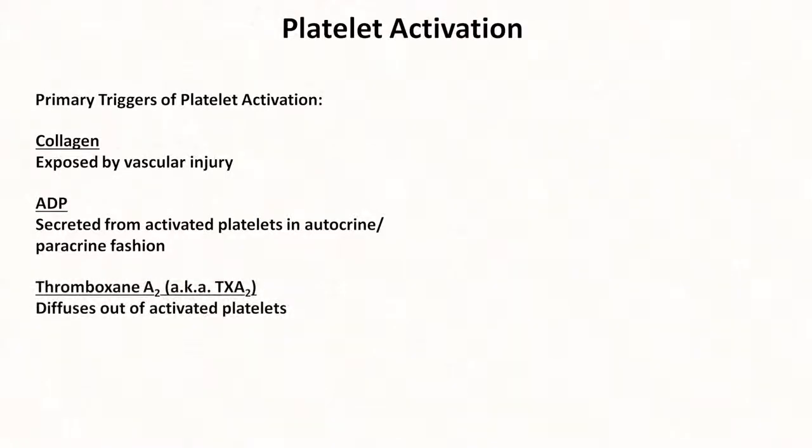Thromboxane A2 is a compound that diffuses out of activated platelets and can also act in either an autocrine or paracrine fashion. Finally, thrombin, an enzyme which itself is activated from the coagulation cascade, can activate platelets as well.